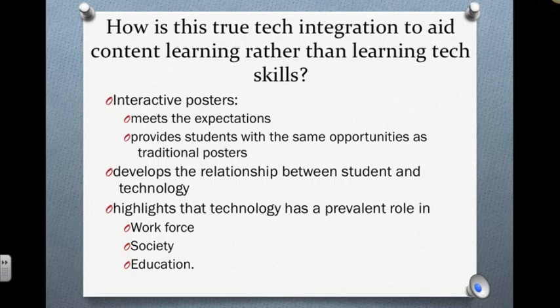Although the use of traditional posters provides students with the opportunity to display their understanding of a topic and meet the standards for this activity, the use of interactive posters not only meets the expectations and provides students with the same opportunities as traditional posters, but exceeds them. This is because it also develops the relationships between student and technology and highlights that technology has a prevalent role to play in the expression of opinion and information in the 21st century workforce, society, and education.